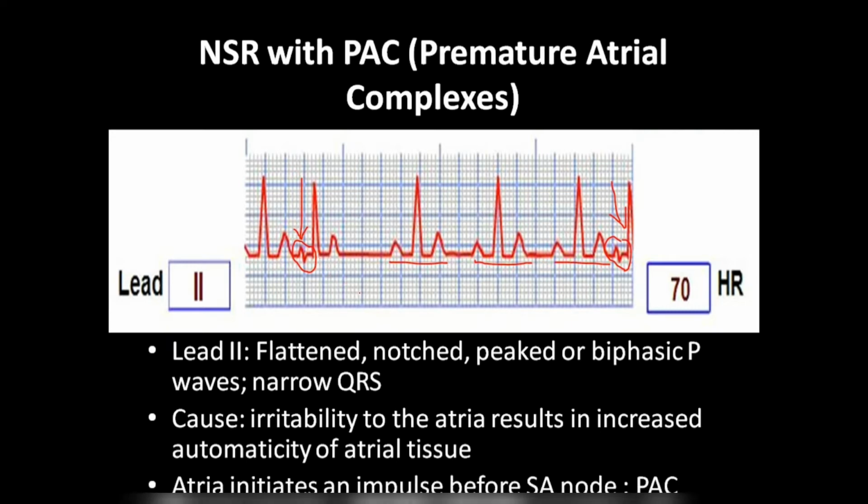Atria initiates an impulse before the SA node fires. That is why the premature atrial complexes are seen. So the heart rate will be less than 80 beats per minute in this case.